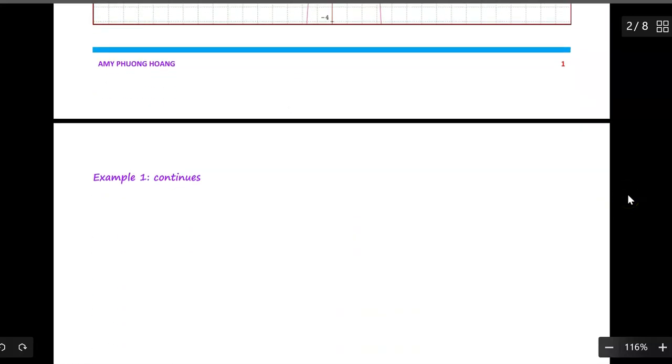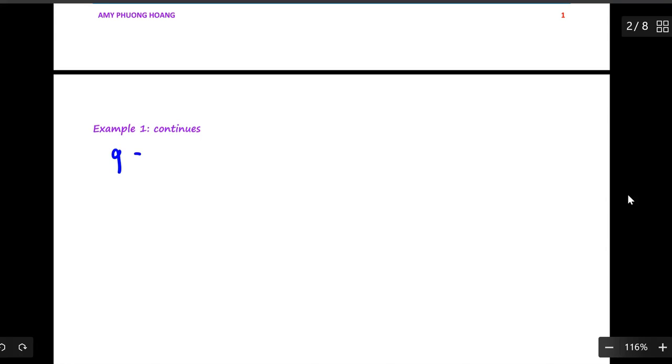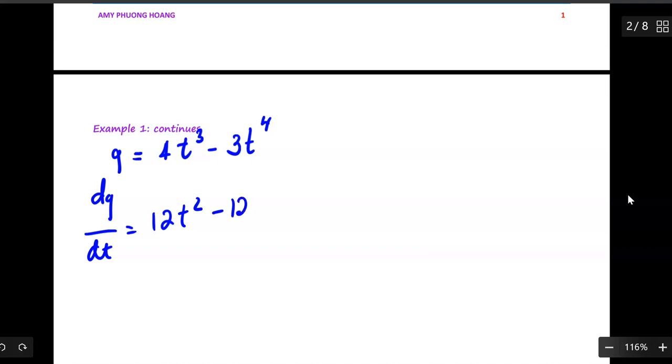So I am going to rewrite my Q. Q is given to me as 4t to the exponent 3 subtract 3 times t to the exponent 4. So I differentiate this in terms of time. I should have 12t squared subtract 12t to the exponent 3. At this point, everyone knows how to differentiate because it's simple now. 3 times 4 is 12, take 1 away from the exponent. 4 times 3 is 12, take 1 away from the exponent, so it becomes 3.